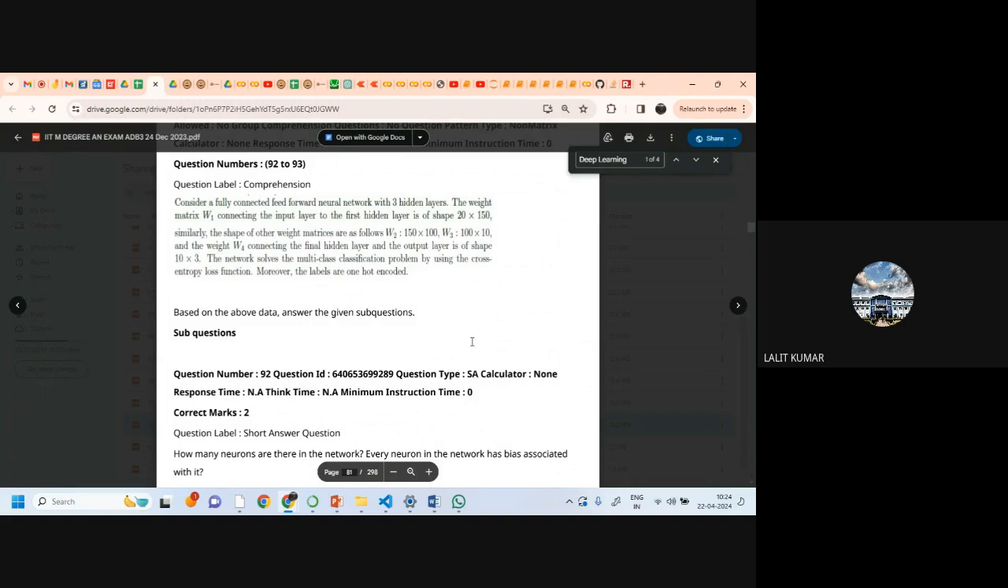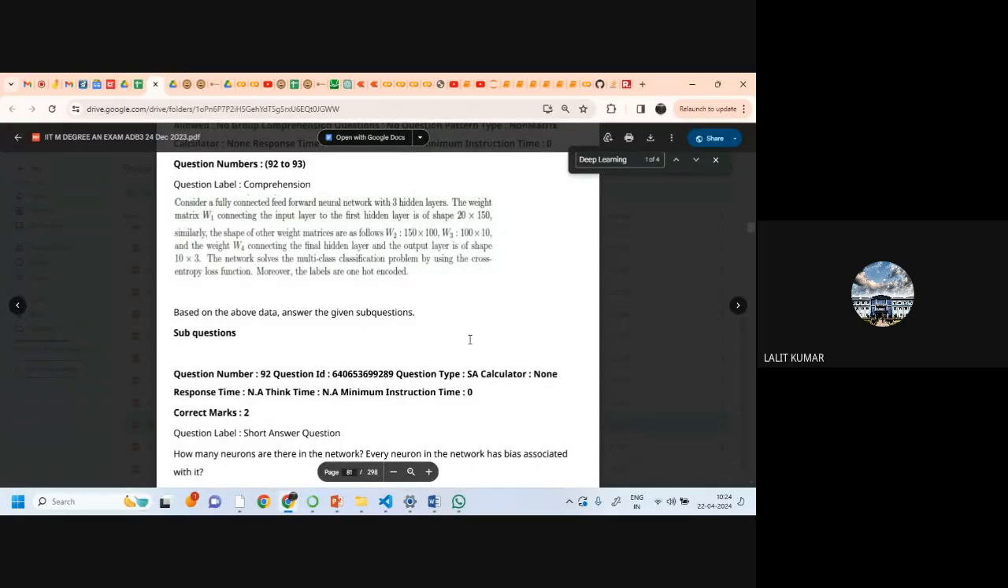Consider a fully connected feed-forward neural network with three hidden layers. The weight matrix W1 connecting the input layer to the first hidden layer is of shape 20 by 150. Similarly, the shapes of the other weight matrices are 150 by 100 and 100 by 10. And the weight W4 connecting the final hidden layer to the output layer is of shape 10 by 3. The network solves the multi-class classification problem using the cross entropy loss function. Moreover, the labels are one-hot encoded.